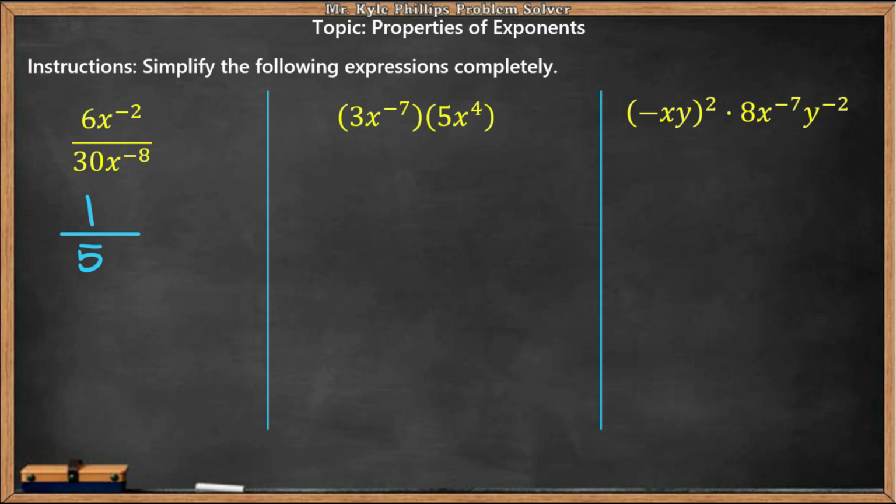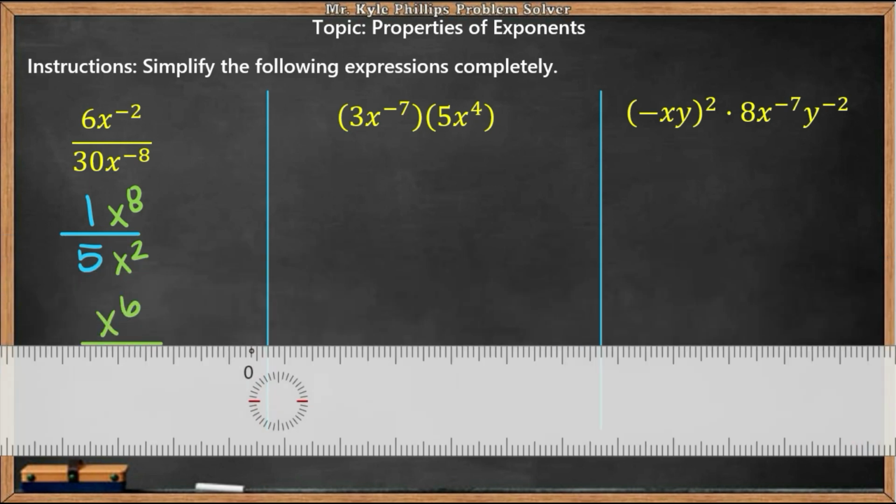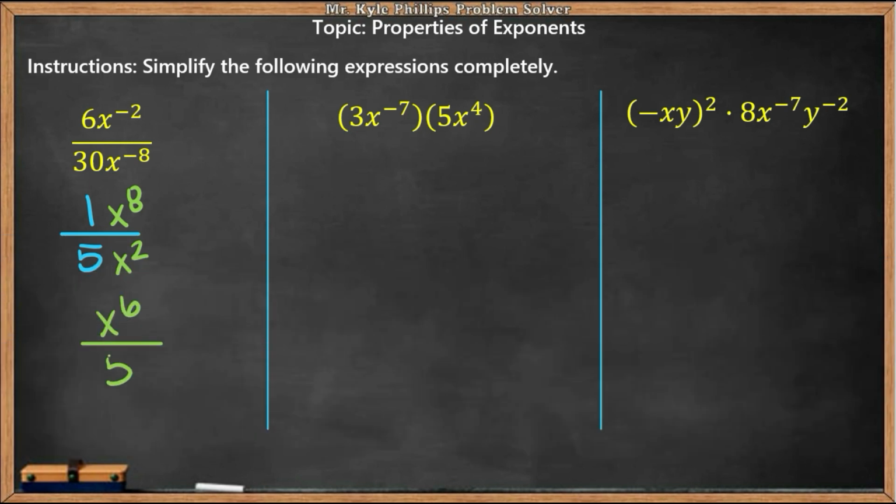So if I move the x to the 8 on top, and then I move the x squared on bottom, now subtracting these is going to be really easy, and I don't have to worry about all the negative signs. So my solution here, when I subtract 8 minus 2, that's going to give me 6. So I have x to the 6th, and this is going to be over 5. And that's going to be my solution.